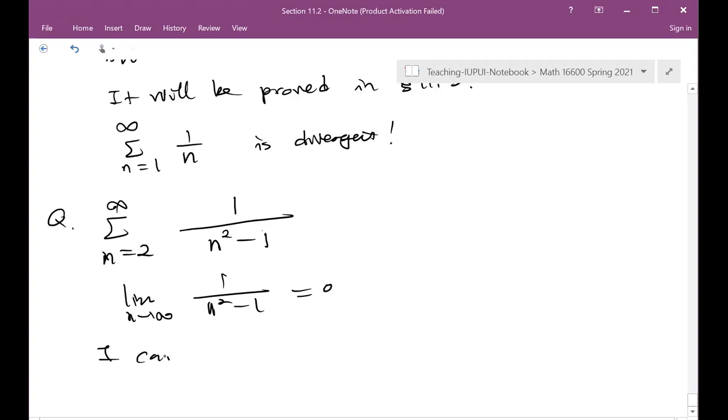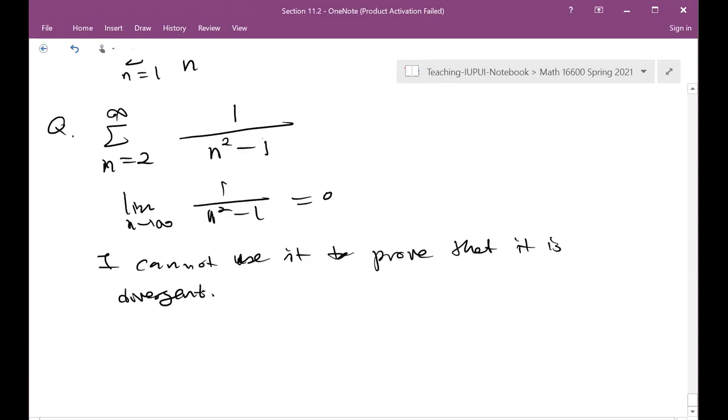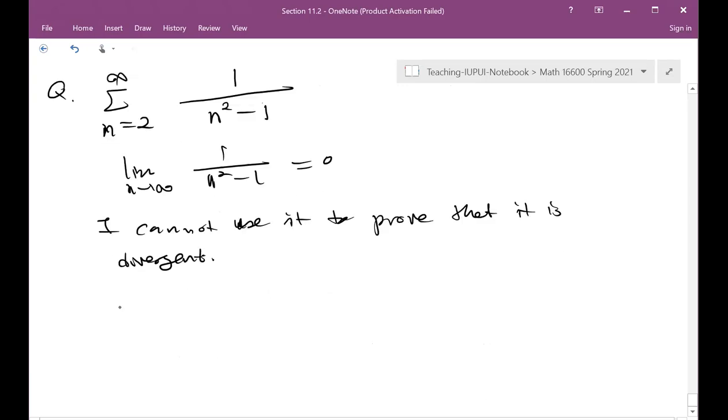So I cannot use it to prove it's divergent, right? Because this is a test for divergence. So maybe it's convergent. Okay, so just look at the partial sum.